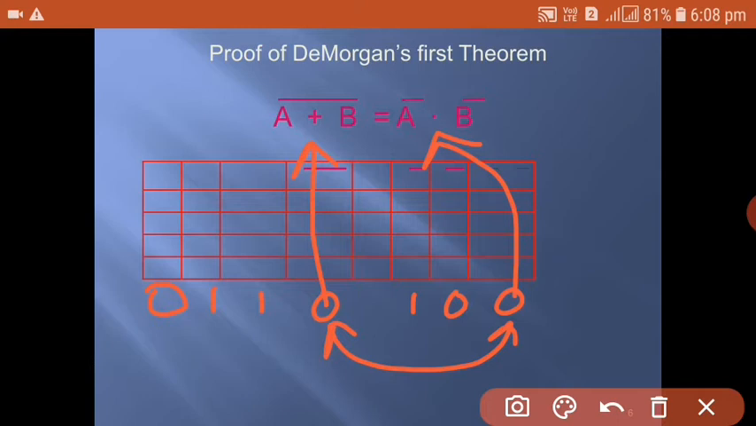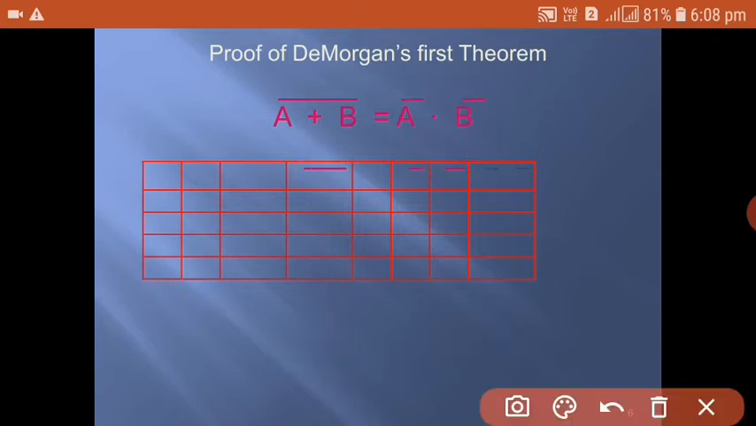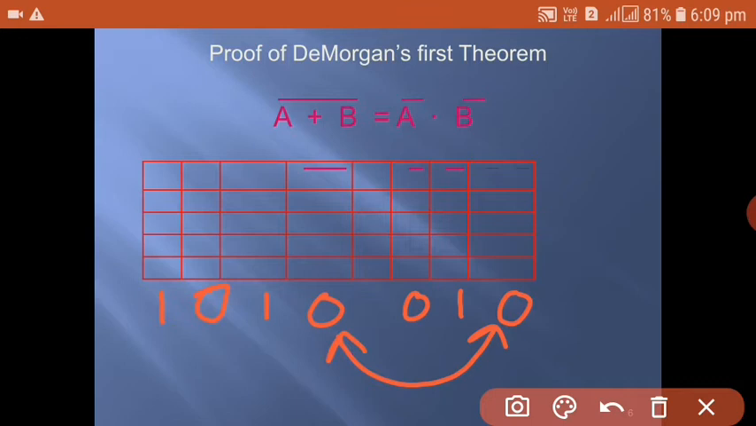So for 0 1 also you got the same output, LHS is equal to RHS. For the other combination of AB, that is A equal to 1 and B equal to 0, you will get A plus B as 1 and A plus B whole bar as 0. Next, A bar will be 0 and B bar will be 1, so 0 into 1 will give you 0. So both LHS and RHS are equal even for the third combination, that is 1 0.